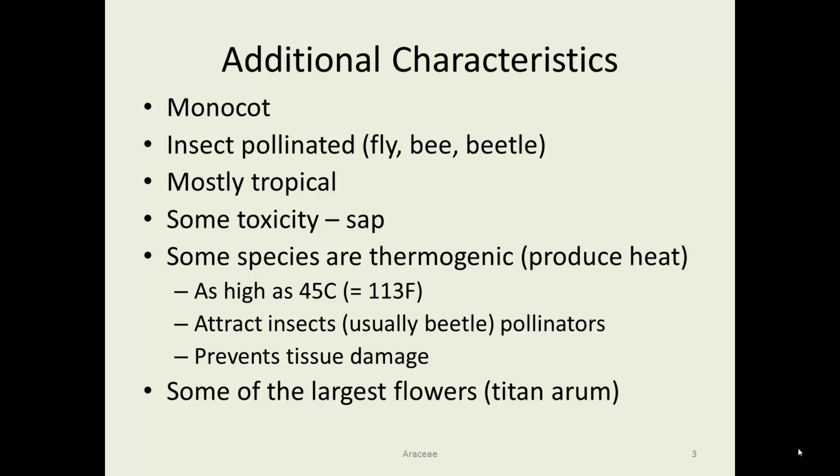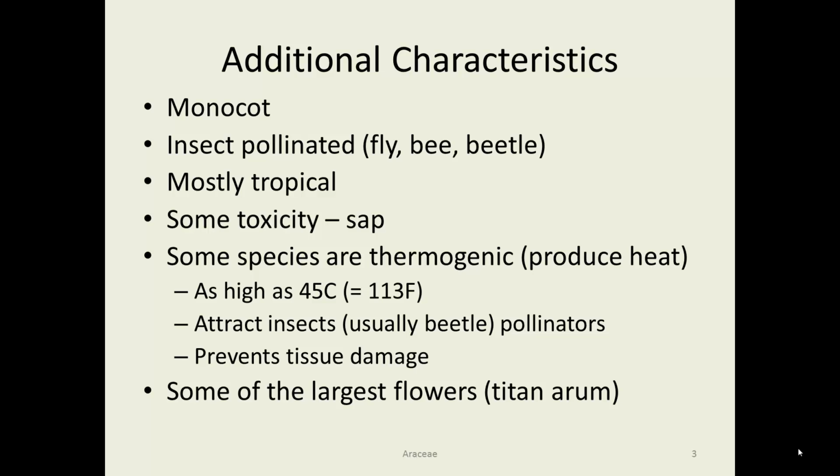The sap in them contains calcium oxalate. I'll talk about that a little bit more later. That can cause irritation if somebody bites into one or gets the sap on their skin. Interestingly, some of the species are thermogenic, which means they actually can produce heat. So, if you thought plants were cold-blooded, I'm here to tell you, not always. They can get as warm as 45 degrees centigrade, which is 113, 115 degrees Fahrenheit, so pretty darn warm.